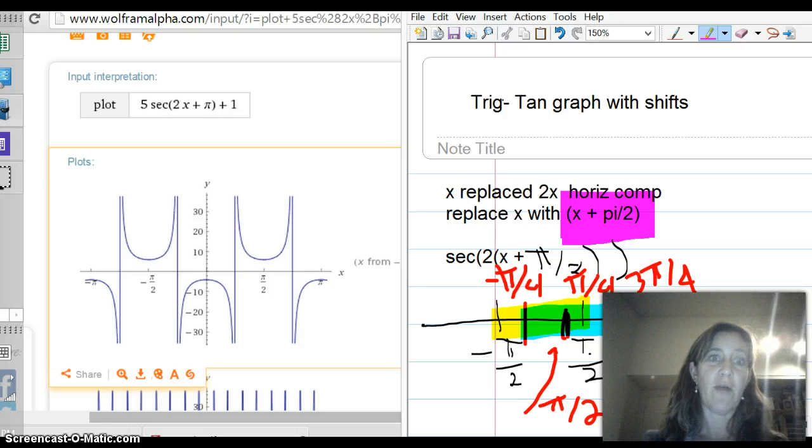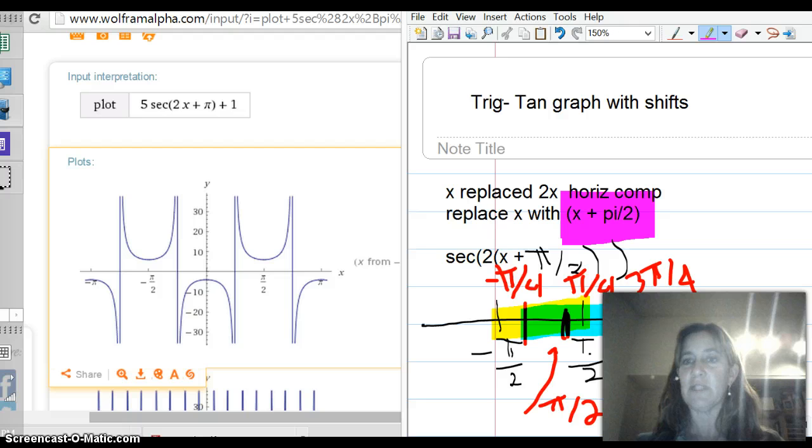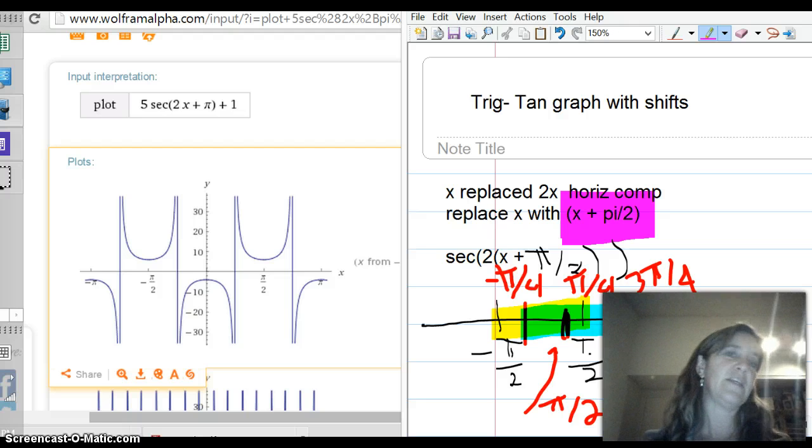So my answer here for asymptotes is I'd have asymptotes every pi halves units, at every odd pi fourths, with a distance of pi halves between them. My period of 5 secant 2x plus pi plus 1 would be pi, and I can see that here on the graph that I plotted on the left-hand side of the screen.